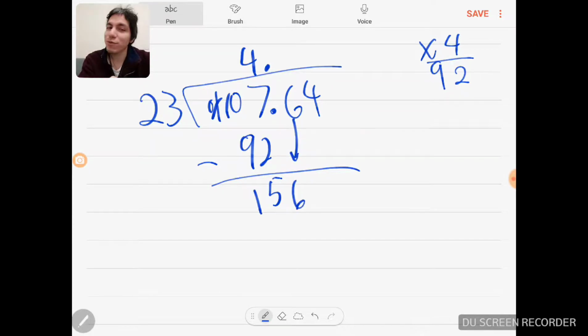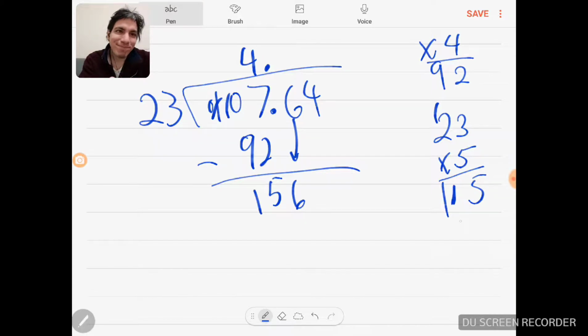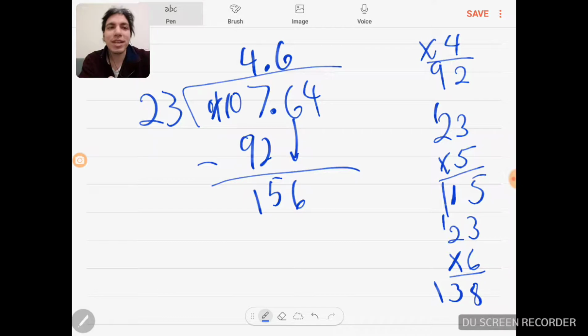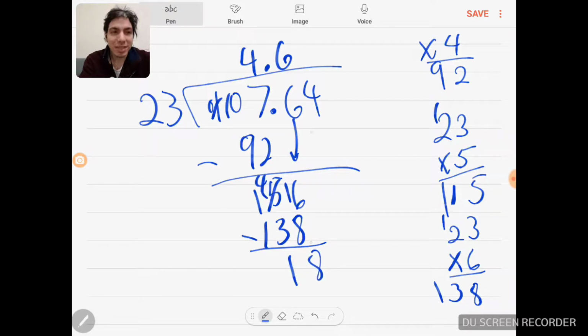Bring down the 6 because I know 23 cannot go into 15. I know 23 has to divide into 156. So let's use 23 times 5 because I want to get closer to it. I get 115, which is too low. I can do better. 23 times 6, I get 138. After I subtract, I get 18. I finally bring down the 4.